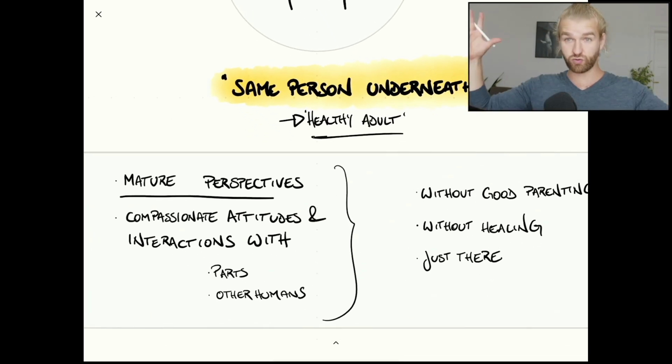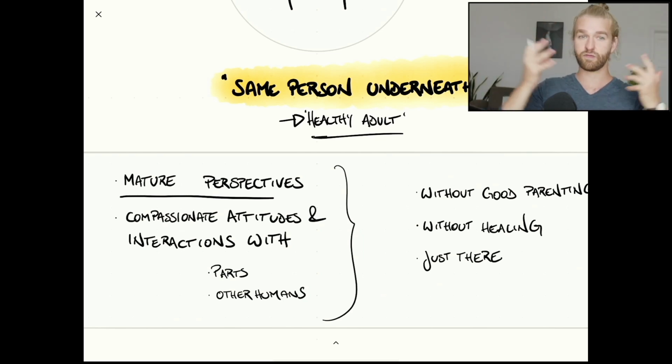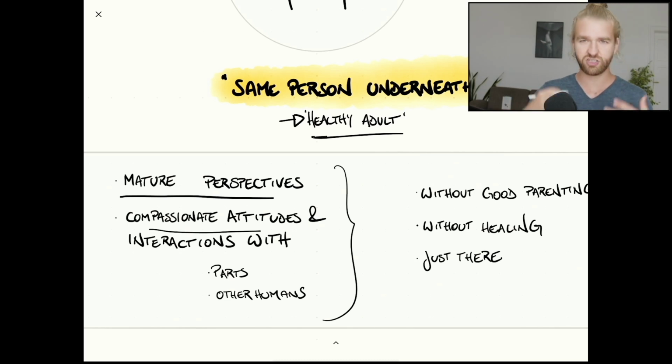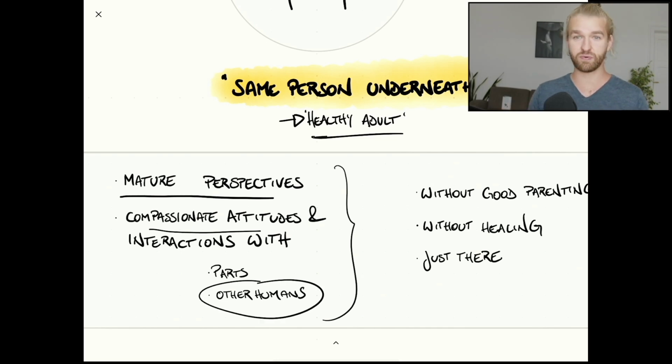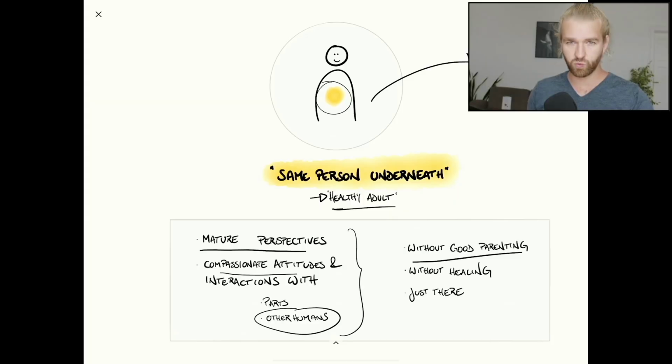Rather than extreme options, they could see, oh, there's this perspective, there's that. I can get why this part is worried. I can get why this part doesn't want that. And all of those were okay. And suddenly there were compassionate attitudes towards the parts, compassionate ways of interacting with them or with other people. All of that was just there in them when the parts stepped aside, without good parenting. They didn't have to have the attachment foundation intact, because many of these patients didn't. Without having done lots of healing, because it would happen from one moment to the next. It was just there.